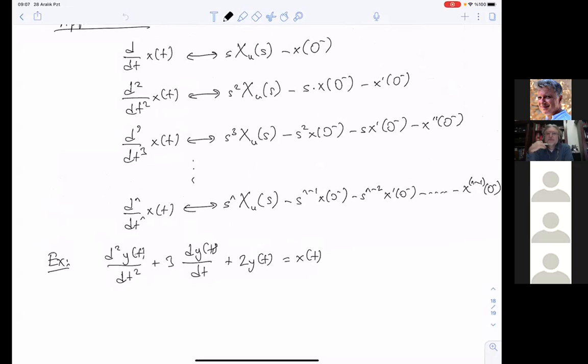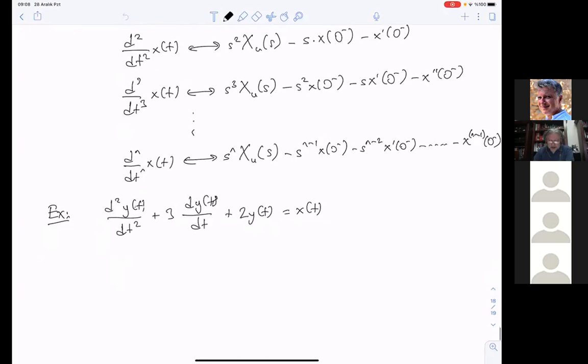And for the second derivative, we need the initial condition in time, that is x of 0, as well as x prime of 0, which is the initial condition of the first derivative. And for the third derivative, we need the second derivative, the first derivative, and the signal itself in terms of their values at t is equal to 0. And it goes on like this. So you may remember these from differential equations.